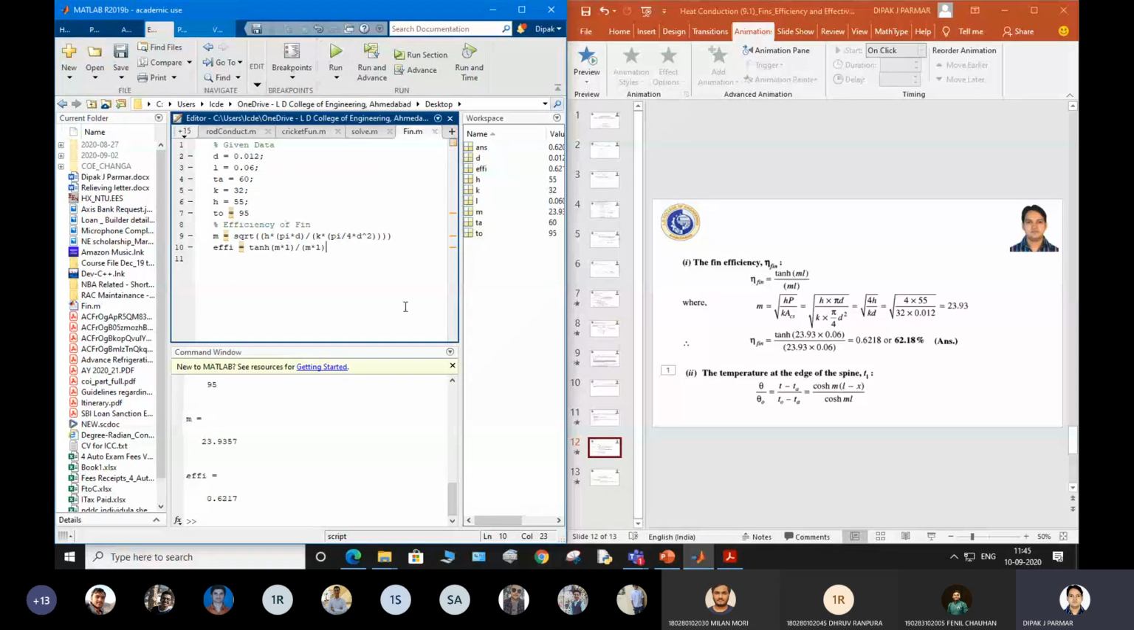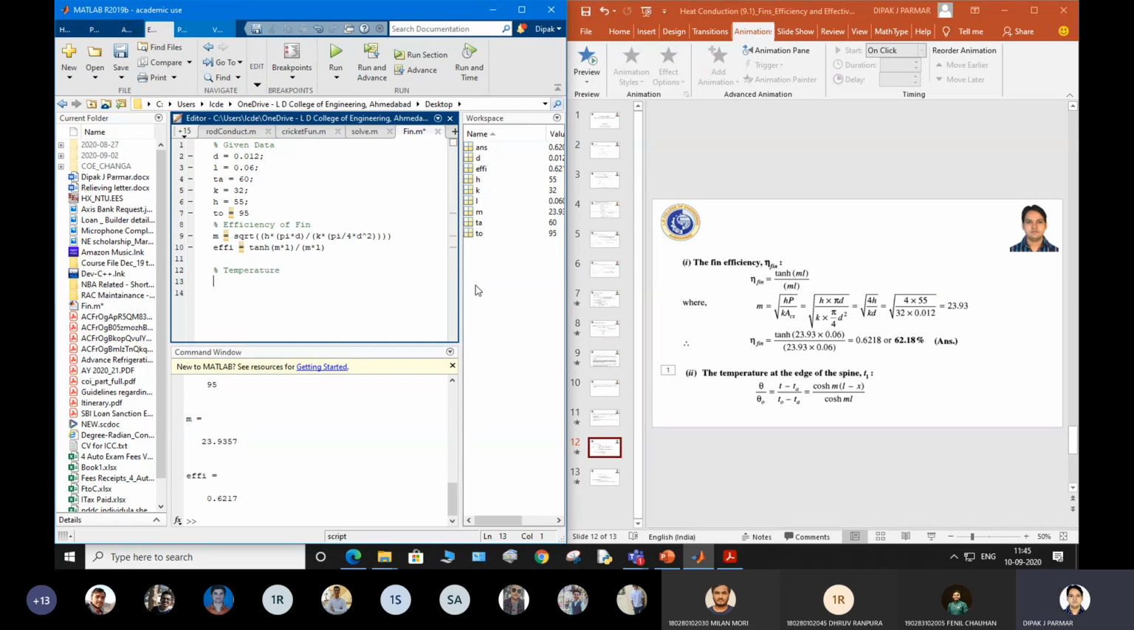Now I am running this, and the answer we are getting is 0.6218. The same efficiency is 0.628. So right now, whatever data is known to us, I am calculating it. So the efficiency we have calculated. Then we'll change the parameters and do the calculation. So the first task, efficiency, we have calculated. Second is the temperature we want to calculate.